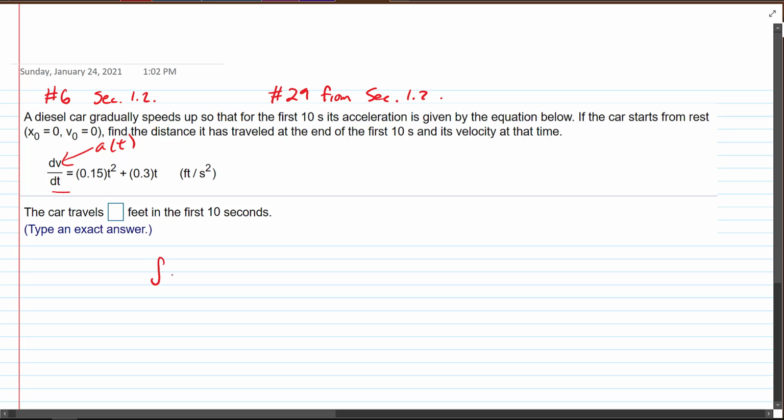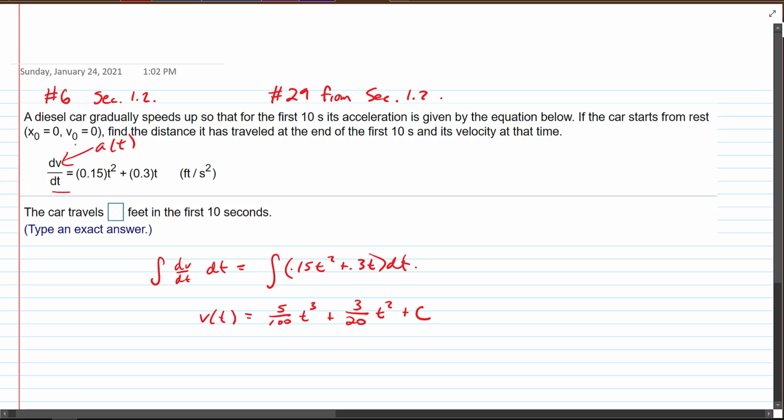So if we integrate both sides, we'd have the integral of dv/dt is equal to the integral of 0.15 t squared plus 0.3 t dt. By the fundamental theorem of calculus, we end up with just v of t on the left-hand side. On the right-hand side, this would be 0.15 divided by 3, which is 0.05, but I'll write that as 5/100ths t cubed plus 3/10, and if I divide that by 2, we'd have 3/20ths t squared, and then we have a constant.